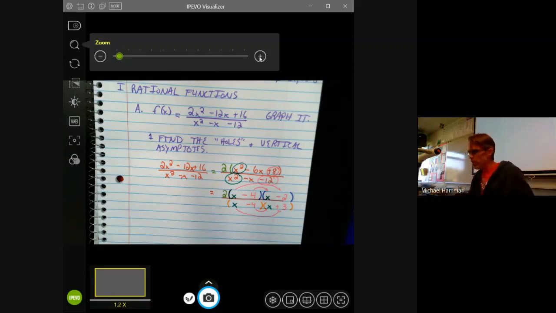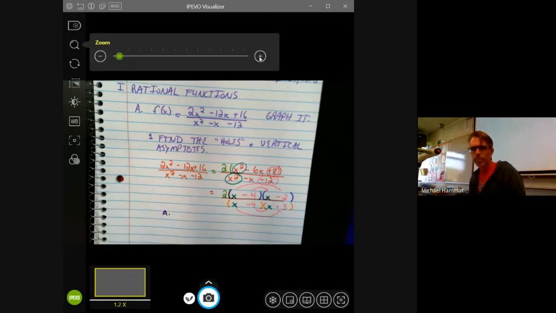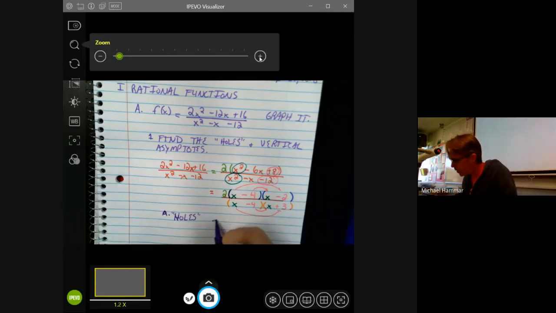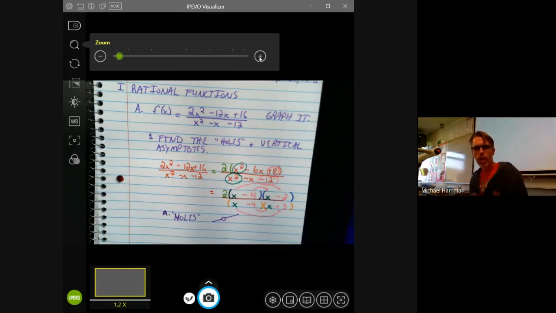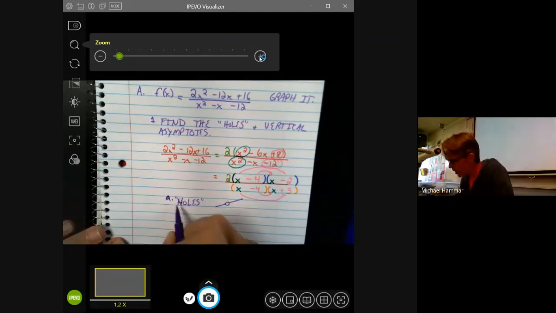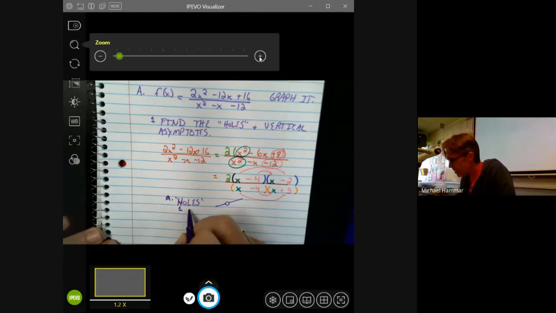Now, once you have this information, there's a couple of things that we need to remember. The first one is little a: where are the holes? Remember, graphically, a hole simply is something that just doesn't exist. So the line kind of moves along, but there's just a simple space there. Holes exist in the spots that are canceled out.